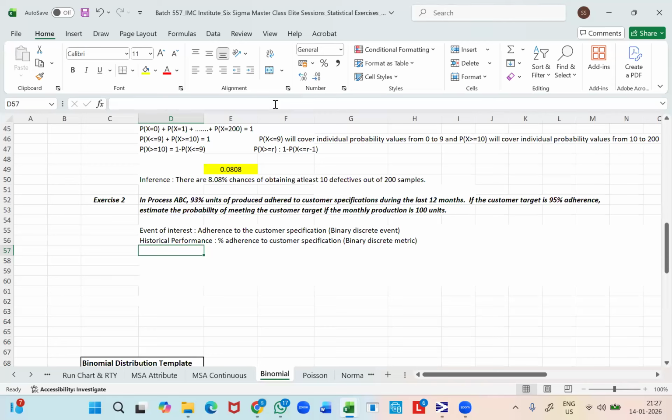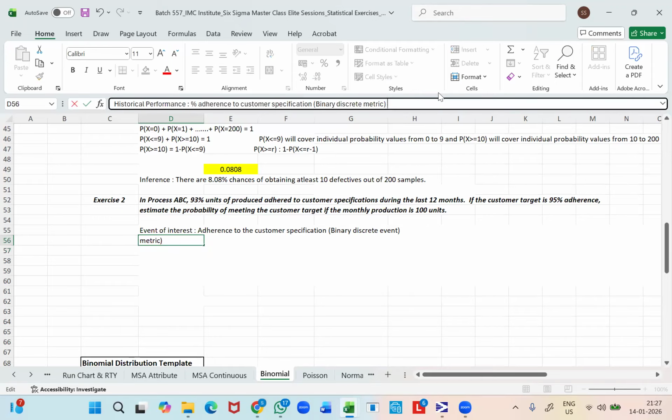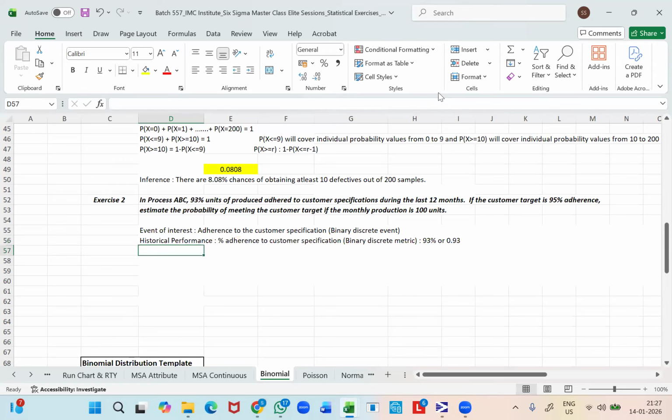Now, having identified that this is a binomial distribution exercise, let me also provide the input values here. The historical performance data pertaining to percentage adherence to customer specifications is 93%, or in terms of decimals, this has to be written as 0.93. And what is the sample size here?